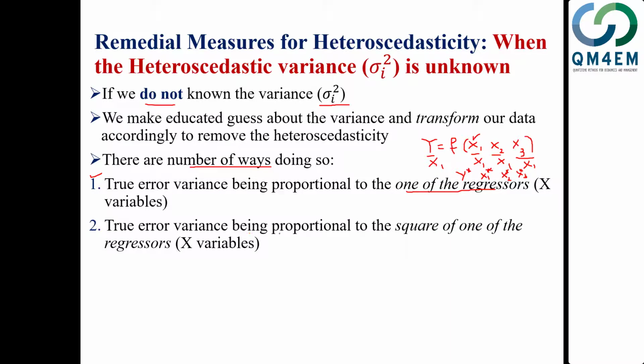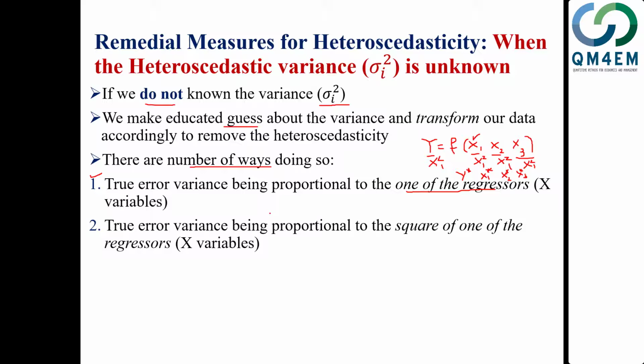The second method is that the true variance is proportional to the square of one regressor. It may be possible that instead of the original regressor, we use the square of the regressor. Let's say dividing y by x1 squared, and similarly x1 by x1 squared and so on for the other variables, and then use this transformation. As I said, we are guessing, so it's a guess process. We can use the x variable, or we can use the square of x, suspecting that these are proportional to the true error variance.